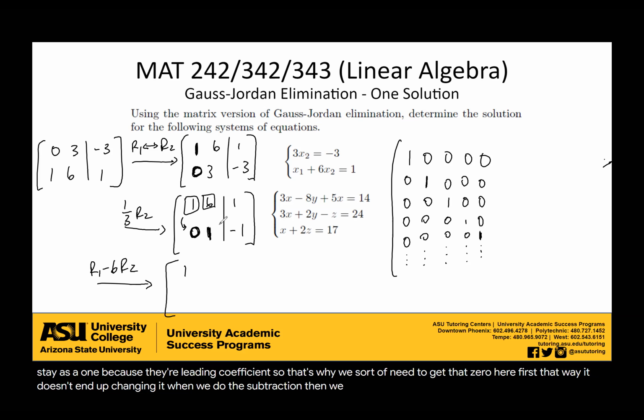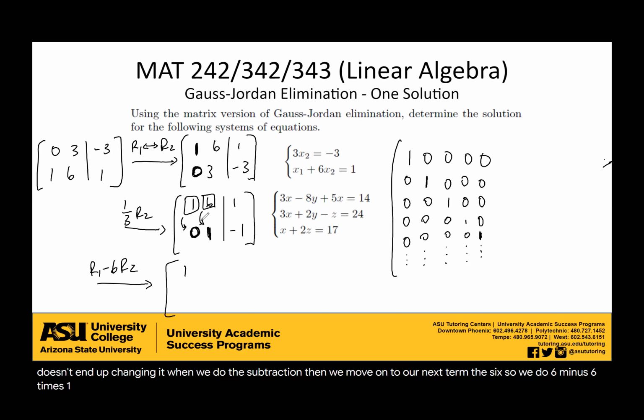Then we move on to our next term, the 6. So we do 6 minus 6 times 1. 6 times 1 is 6. 6 minus 6 is 0, which is what we wanted, right? That's what should have happened.